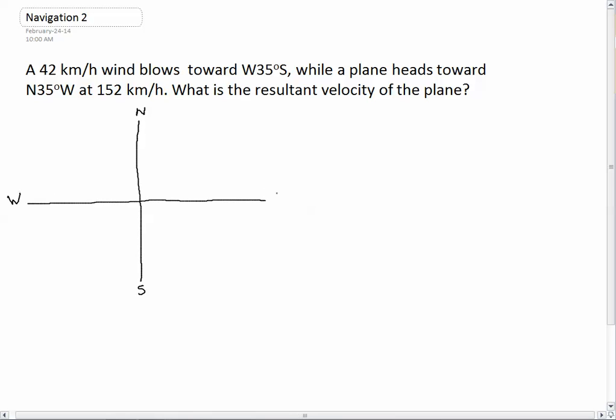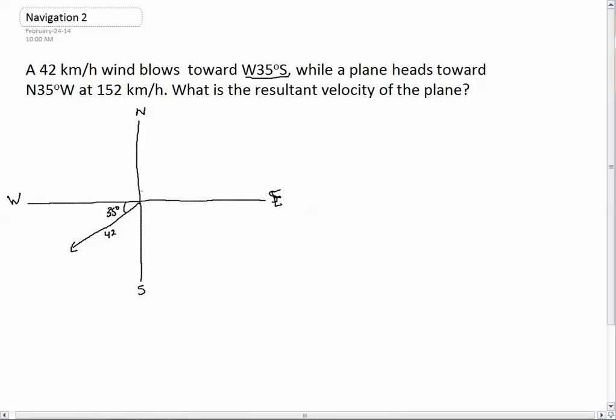So we've got our Cartesian plane, or the cardinal directional system here. Oops, not south, that's east. Okay. So the wind is blowing west 35 degrees south. What that means is from the west, we're going 35 degrees to the south. So we've got our vector here, and in here we have 35 degrees. And this has a magnitude of 42 kilometers per hour.